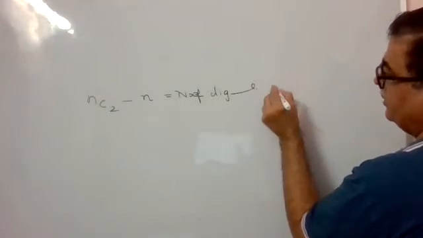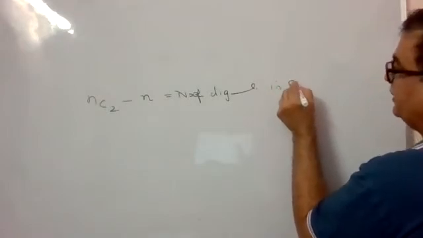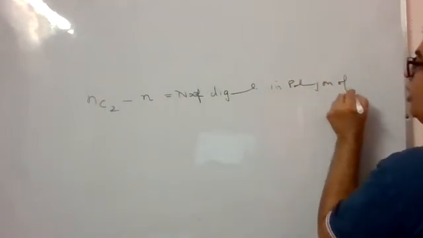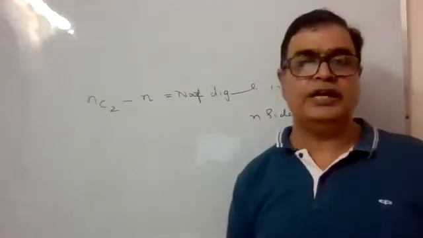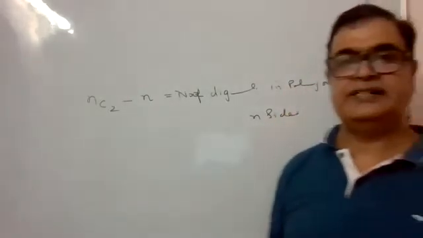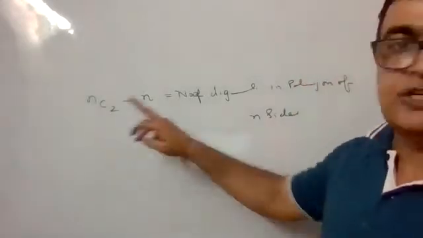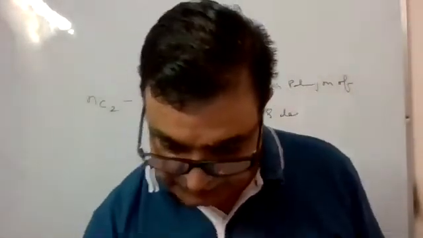Diagonals in a polygon of n sides. So in a polygon, if it has n sides, then the number of diagonals will be NC2 minus n. That you should keep in mind.